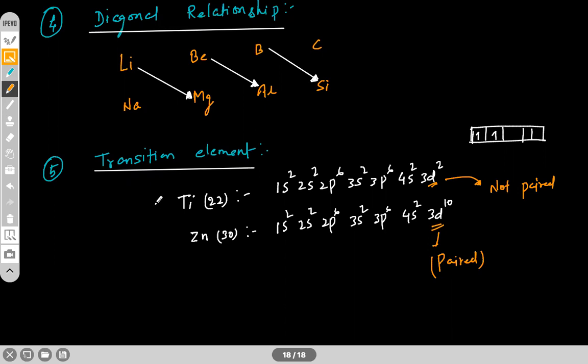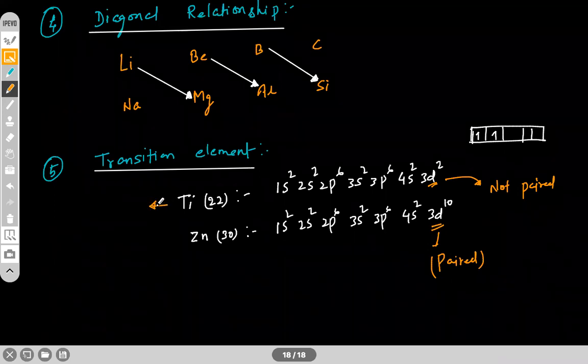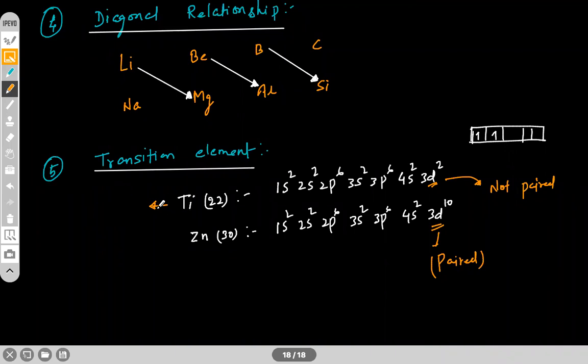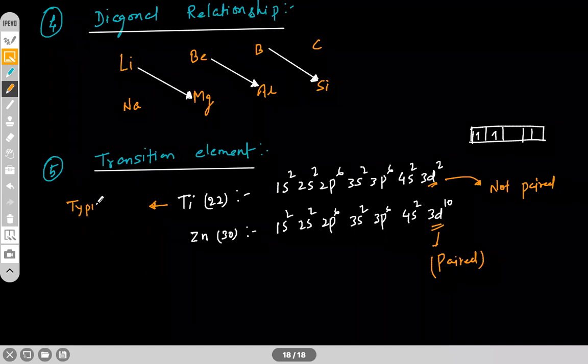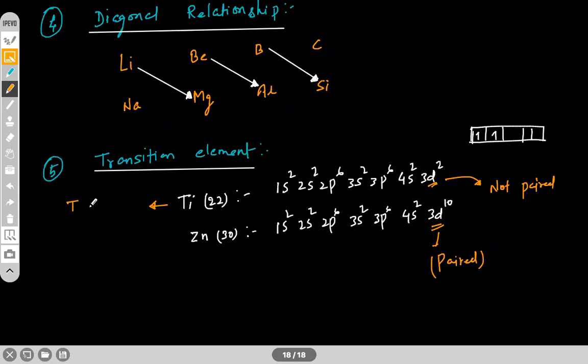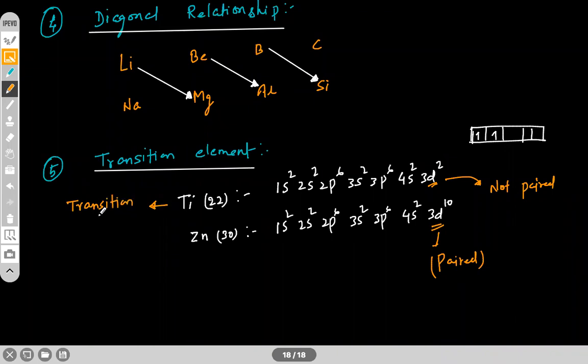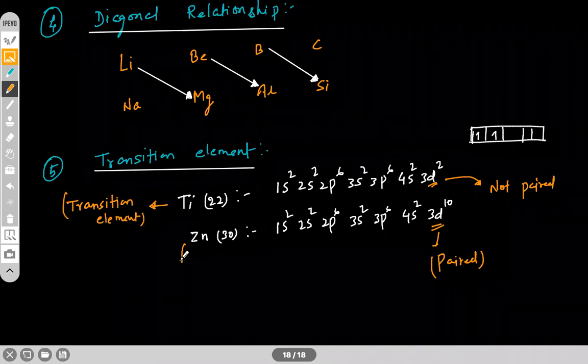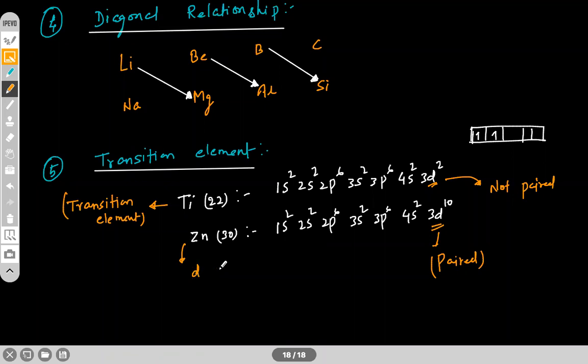So this one is titanium. It has unpaired d electrons. So this is the transition element, right? This zinc is not a transition element, it is a d block element. So transition elements come under d block only.